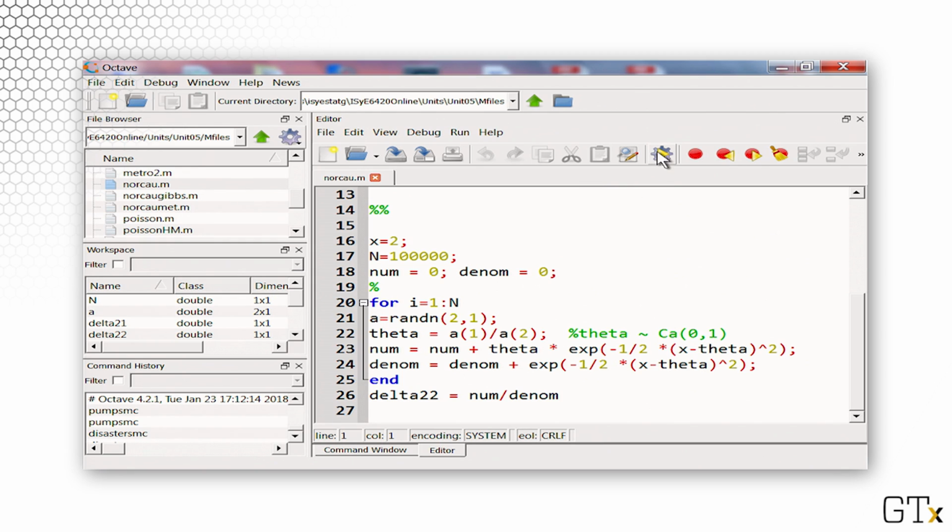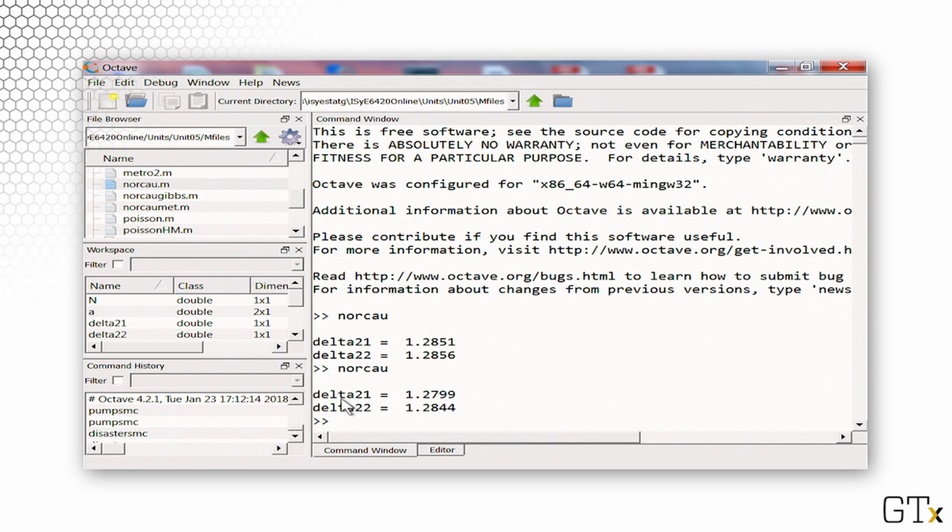If I run both of them, in the command window, the result is that delta at 2 in the first way, simulating from normal, is obtained approximately to be 1.2700. And if I simulate Cauchy's, the rule delta at 2 is 1.2844.